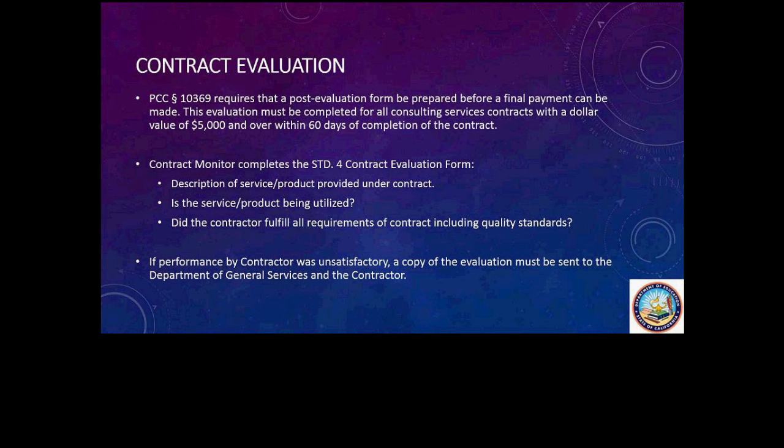So what does the contract evaluation form include? It includes a description of the services provided under the contract. It asks if the services are being utilized, and it asks if the contractor fulfilled all requirements of the contract, including quality standards. If performance by the contractor was unsatisfactory, a copy of the evaluation must be sent to the Department of General Services and the contractor.